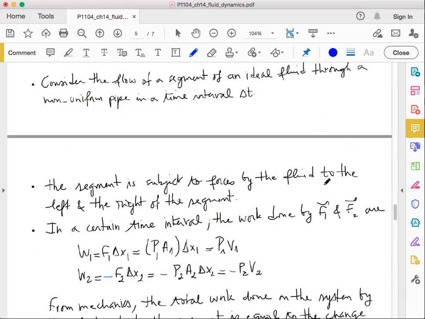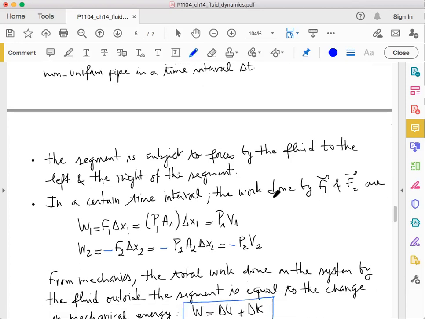How? Actually, we will refer to mechanics. This segment that we have seen is subject to the forces exerted by the fluid, both to the left and to the right side of the segment. So we are going to use some parameters and some concepts that we have not yet gone through in mechanics, but just take them as they are in this course for the moment.